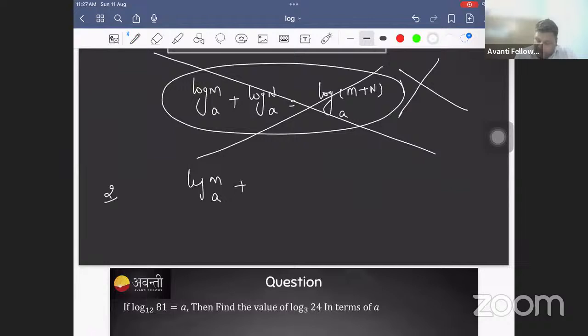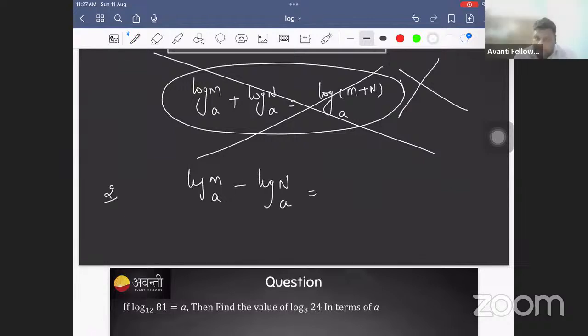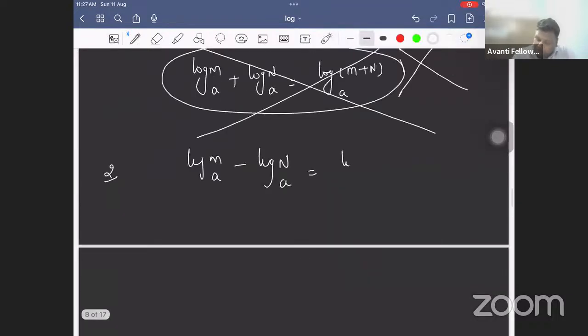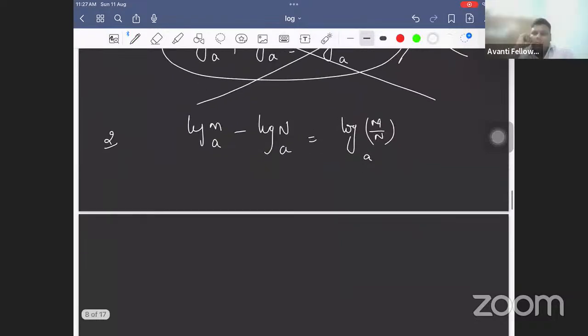Now second property, log m base a minus log n base a. This is equals to log m upon n base a. All right. Log m base a minus log n base a is log m upon n base a.